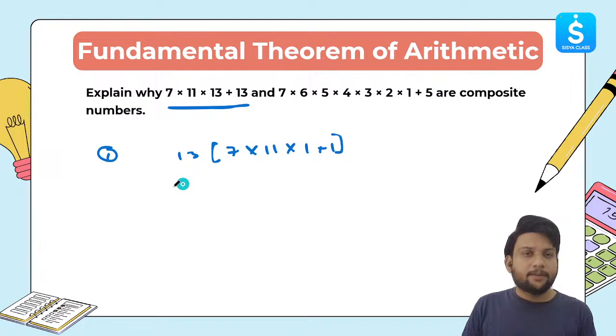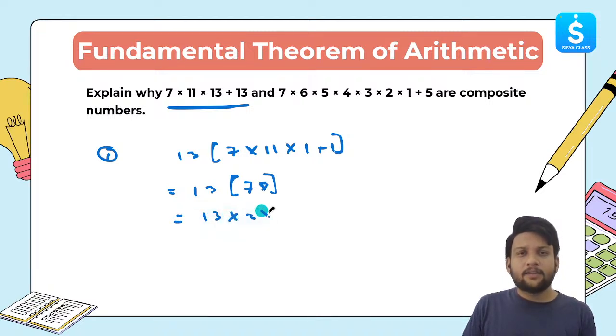Absolutely. If I simplify this further, this can be written as 13 times 7 times 11 is what? 77. 77 times 1 is what? 77 again. Plus 1 will give us 78. Now, clearly 13 is a prime number, but 78 we can express further, right? So let's just divide it by 2. I can also write this as 13 times 2 times 39.